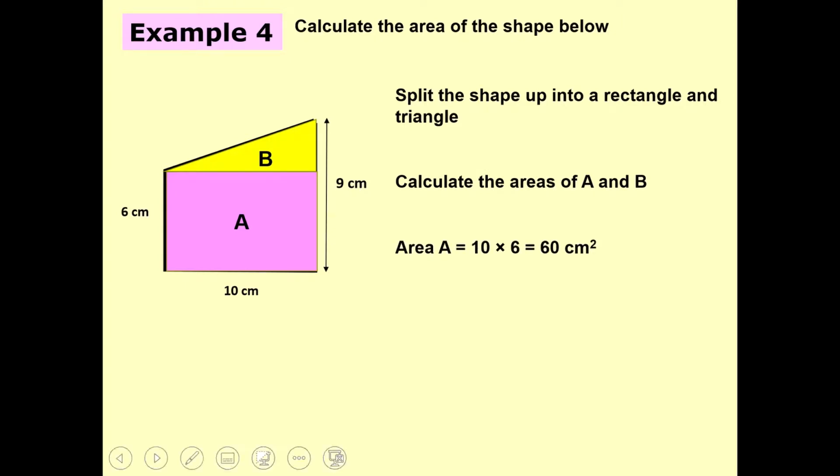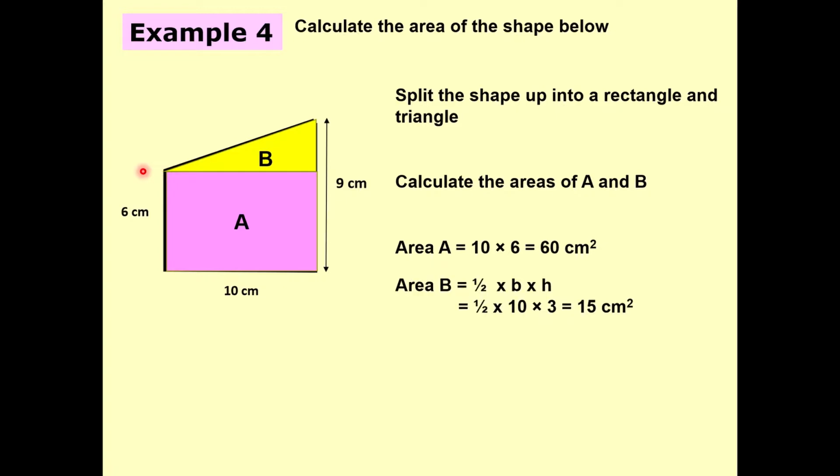To calculate the area of A, it is a rectangle, so length times breadth. We've got 10 times 6 to give us 60 square centimetres. And area B, we know that the formula for a triangle is half base times height, so that's what we're going to be using.